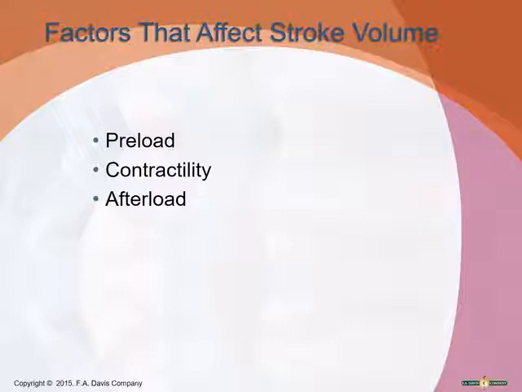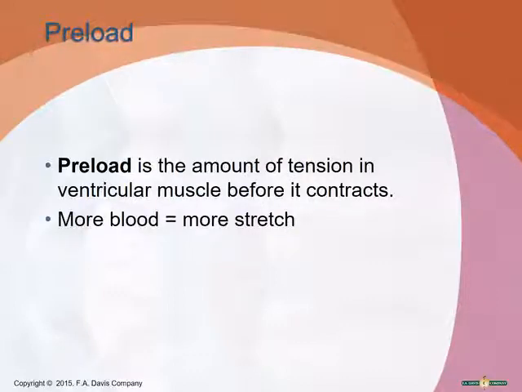There are things that can affect your stroke volume, and remember, stroke volume is the amount of blood your heart pumps in one beat. Preload, contractility, and afterload. Preload is the amount of tension in the ventricular muscle before it contracts. So obviously, if there's more blood, your heart needs to stretch more. If you think about a rubber band, the further you pull back on it, ideally, the further it's going to go when you shoot it. So the amount of tension you place on it is called the preload.